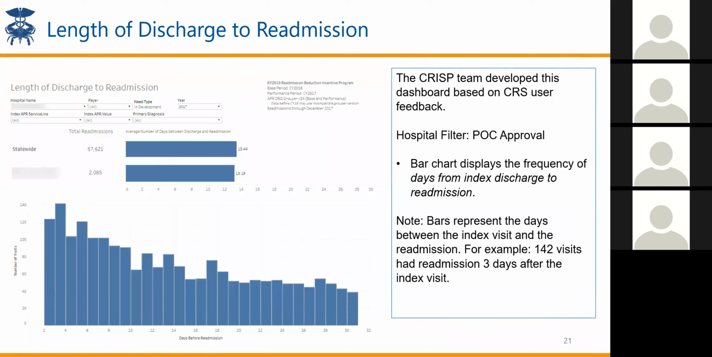And so this dashboard has a hospital filter on it, so users can only view their hospital, which they've been POC approved for. And essentially this is a frequency distribution. The bar chart is showing the frequency of days from index discharge to your readmission. So each of these bars represents the visits where the patient had 2, 3, 4, 5, 6, and so on days between their discharge from the index hospital to their readmission. We also have a statewide comparison and year and payer filters to drill into some of this information. So this is a brand new report. We're excited to hear everyone's feedback on it. If you think it's useful, feel free to send any thoughts, comments, suggestions our way on this one.